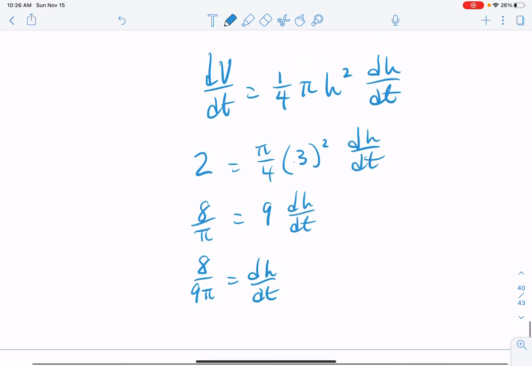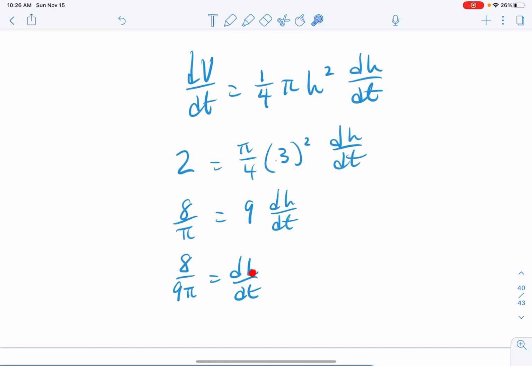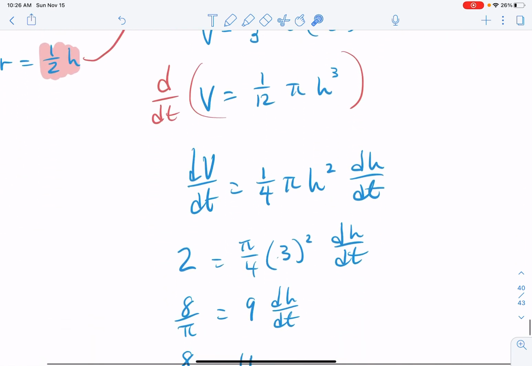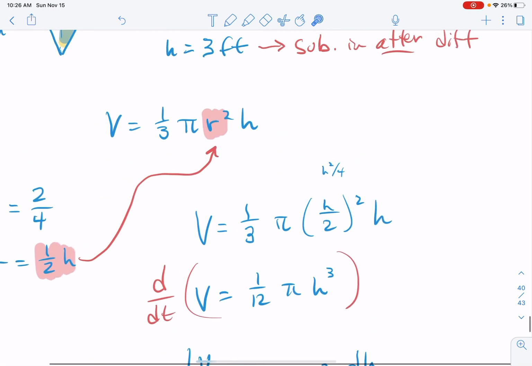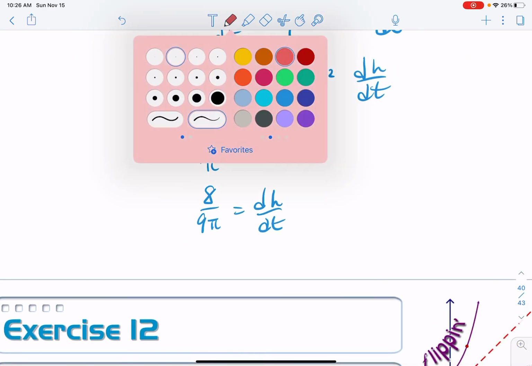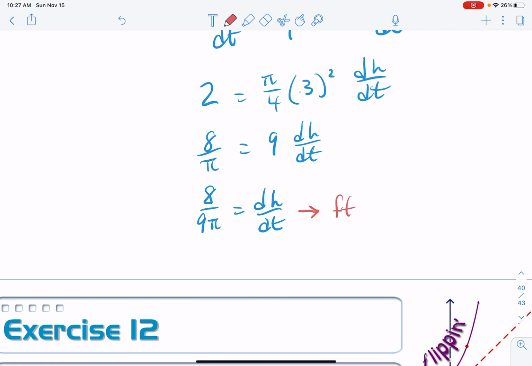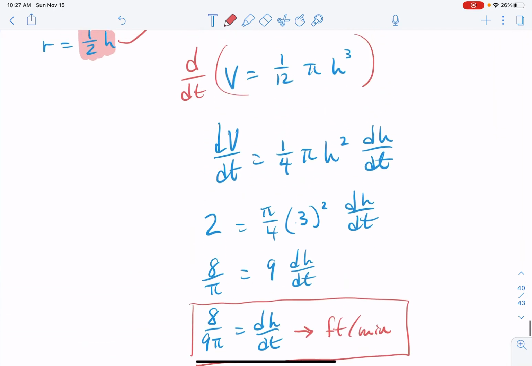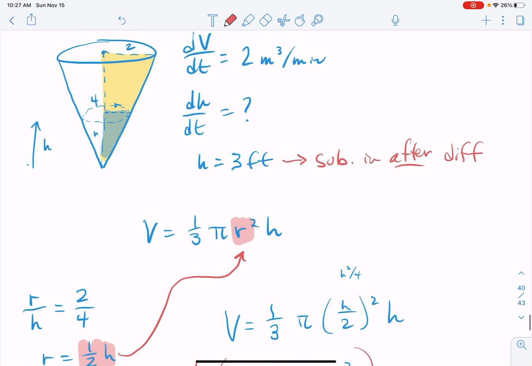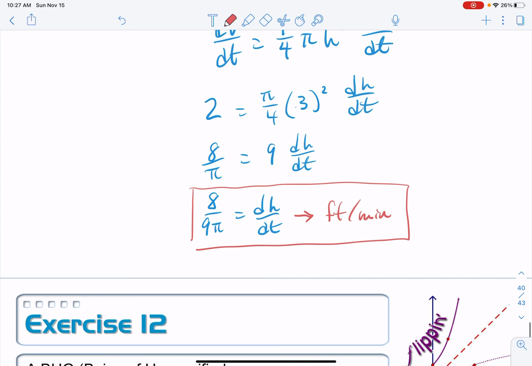Hey, what are the units on this? Let's think about the units this way. This is the height which is changing. Our height is being measured in feet. And this is our time which is changing, which is being measured in minutes. Feet per minute. Okay. All right. So at the instant when the height of the water in the cone is 3 feet, then the height is increasing at a rate of 8 over 9 pi feet per minute.